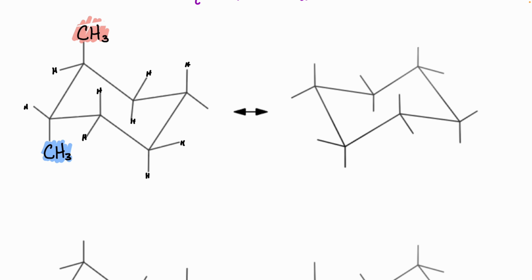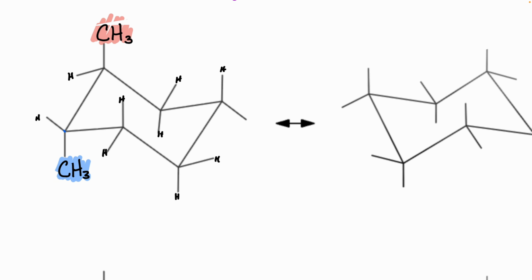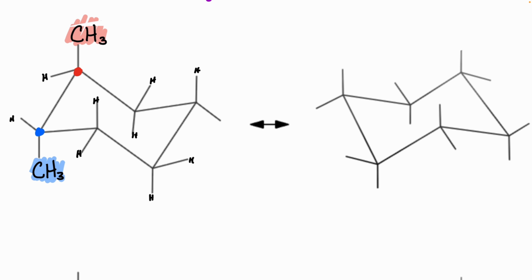All right, so again, my carbon with the blue methyl group is at a valley, and the carbon with the red methyl group is at a peak. Well, that's going to flip when I do my chair flip. So if I number carbons 1, 2, 3, 4, 5, 6 on this side, it's going to be 1, 2, 3, 4, 5, 6 on the other. All right, so that's what happens to my red and my blue carbons.